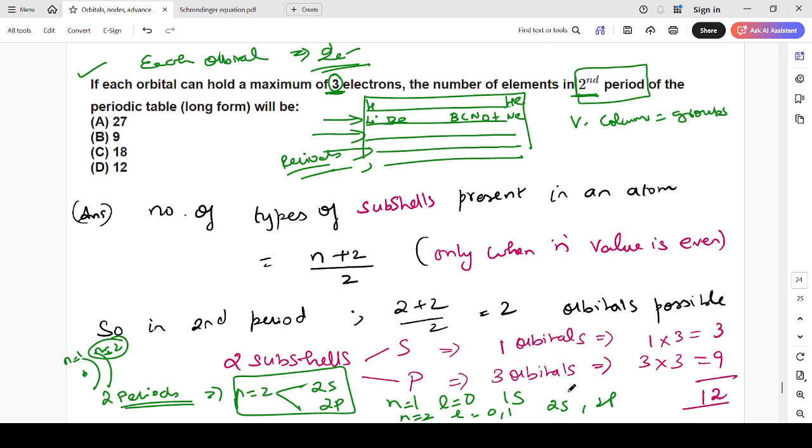Now, initially I will have only 2 electrons. So s can take 2 electrons. Each p can take 2 electrons. So totally 6. So I will have 8.